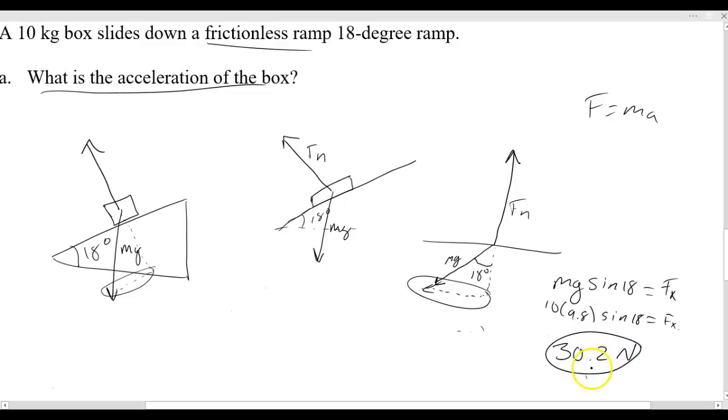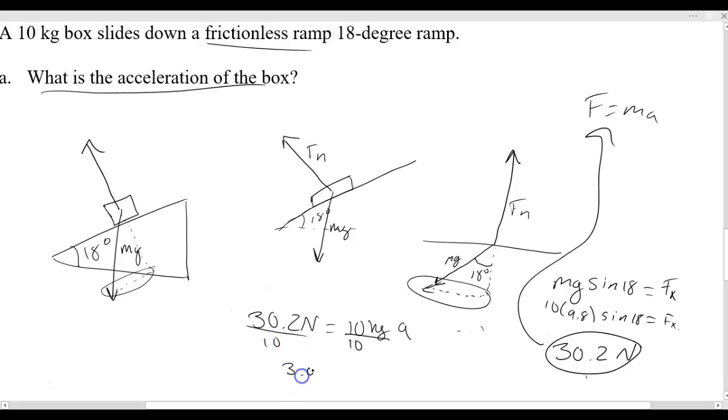Alright, so now that's my force. In order to find the acceleration, I have to plug this into F equals ma. Okay, so F is 30.2 newtons. My mass is 10 kilograms. My acceleration, well, I can solve for my acceleration. Divide both sides by 10. I get 3.02 meters per second squared.